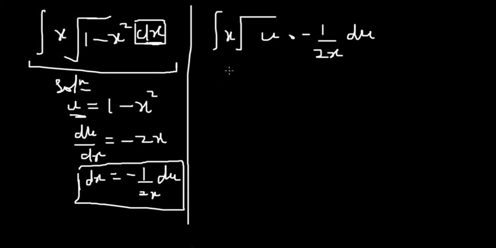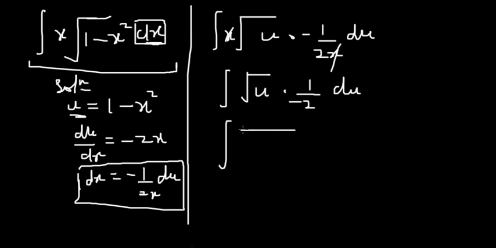Now, from here, you can notice that x will just cancel out. So we'll be left with only root of u, and then you just multiply that by 1 over minus 2, and then you have du. Now, we know that u is already 1 minus x squared. The same principle. Just substitute that.